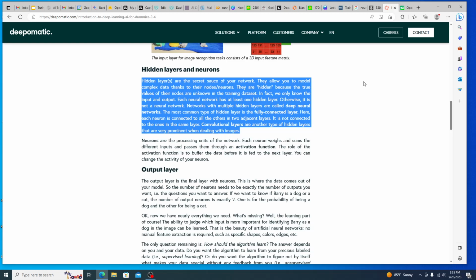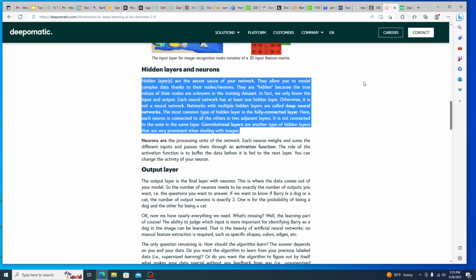In fact, we only know the input and the output. Each neural network has at least one hidden layer. Otherwise, it's not a neural network. Networks with multiple hidden layers are called deep neural networks. The most common type of hidden layer is the fully connected layer.